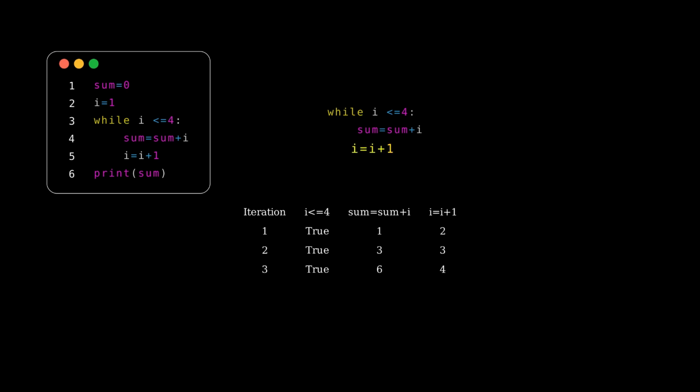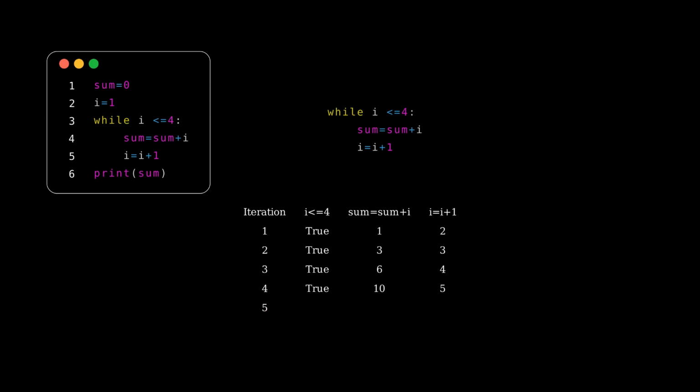In the fourth iteration, it would be checked whether 4 is less than or equal to 4 or not. Again, it is true. So control will enter inside the while loop, and it will add 6 plus 4, that is the sum is already 6 and the value of i has become 4. So 6 plus 4, that is 10. Now the value of i will get incremented by 1. It is 5.